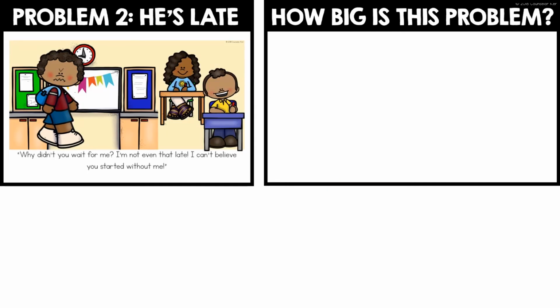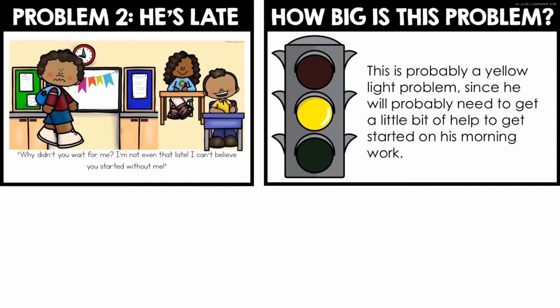So let's go to problem number 2. He's late. Remember, he only got to school 3 minutes late. How big do you think this problem is? This is probably a yellow light problem, since he will probably need to get a little bit of help to get started on his morning work. Remember, yellow light problems is when we might need an adult's help.